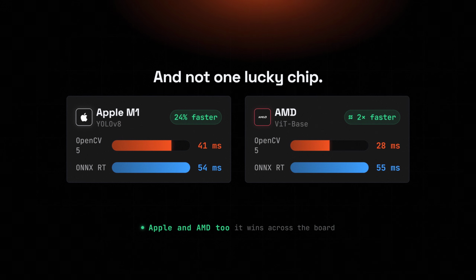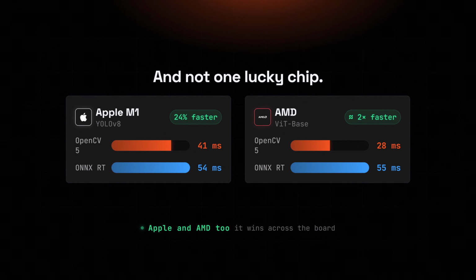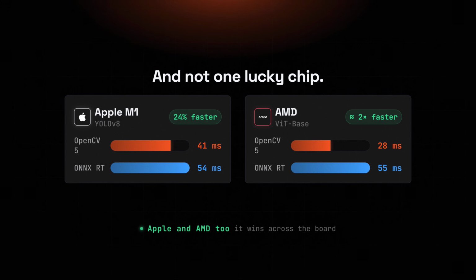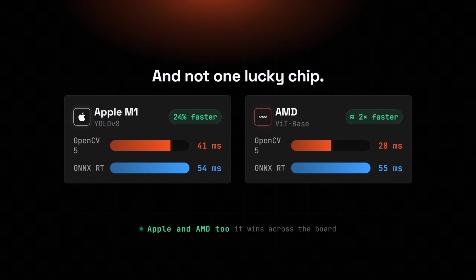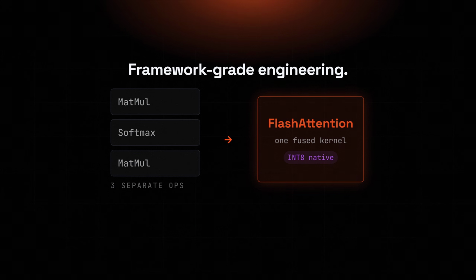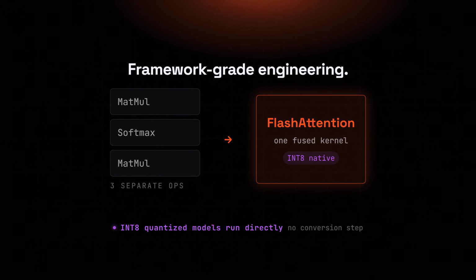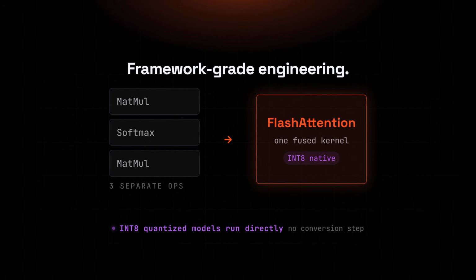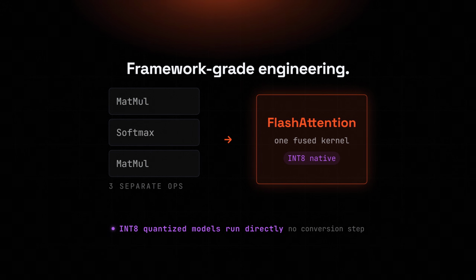And it is not one lucky chip. On an Apple M1, OpenCV's YOLO 8 finished in 41 milliseconds against ONNX Runtime's 54. On AMD, a Vision Transformer ran nearly twice as fast. This engine is legitimately good. Under the hood, it handles quantized models directly and fuses attention using flash attention style tricks. That is the kind of engineering you expect from a dedicated AI framework, not a vision library.